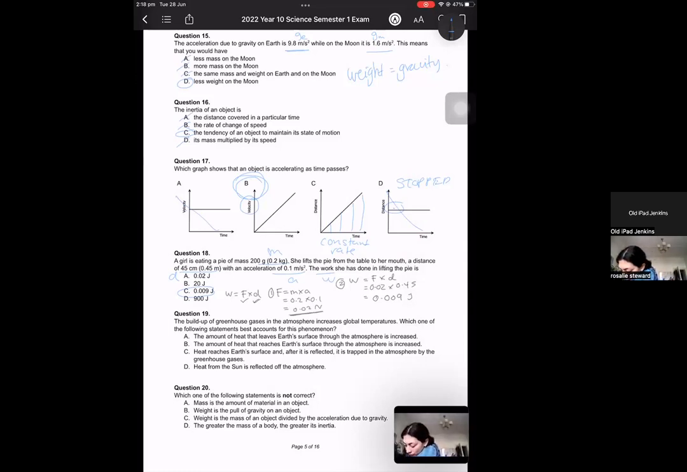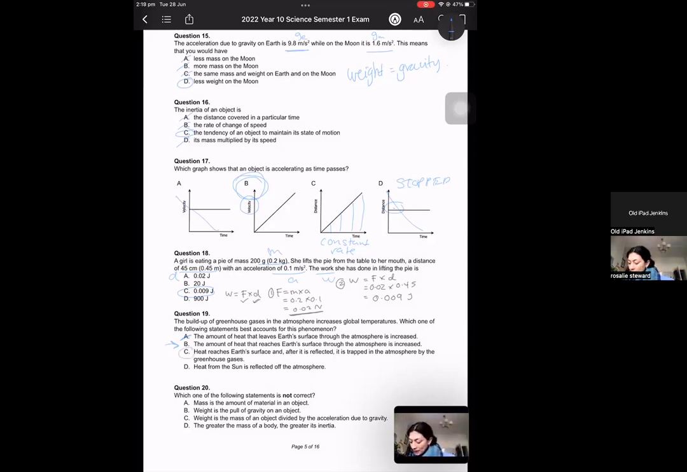Okay, so the amount of heat that leaves Earth's surface through the atmosphere is increased. No, it's actually not that. The amount of heat that reaches Earth's surface through the atmosphere is increased. Look, I'm going to leave that there and explain why it's not that in a second. Heat reaches Earth's surface, and after it is reflected, it is trapped in the atmosphere by the greenhouse gas.